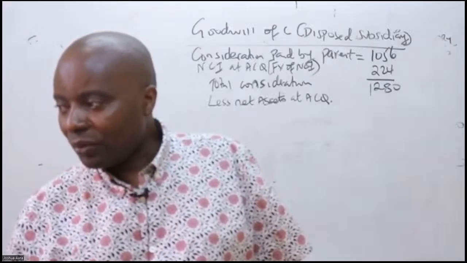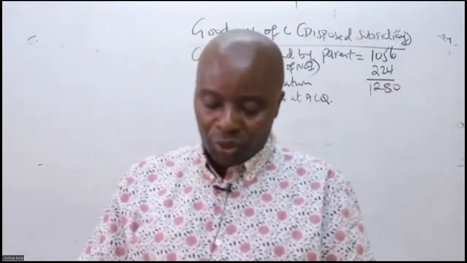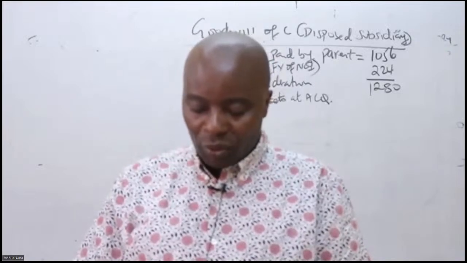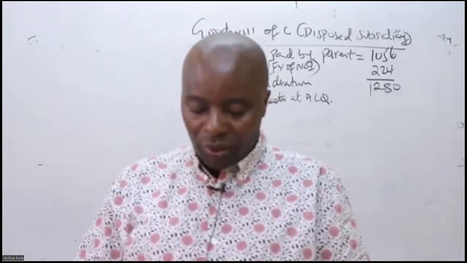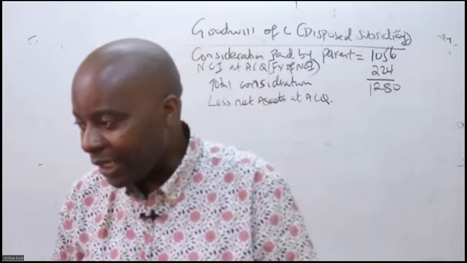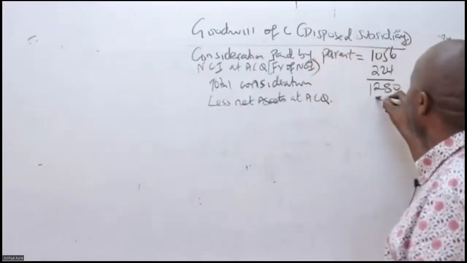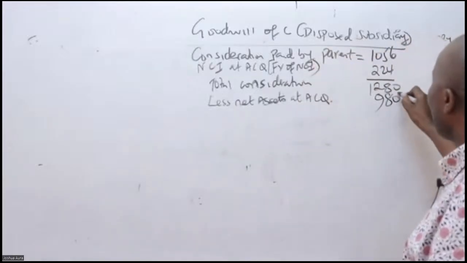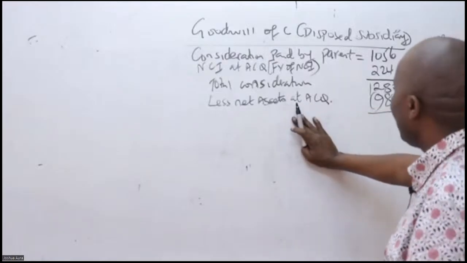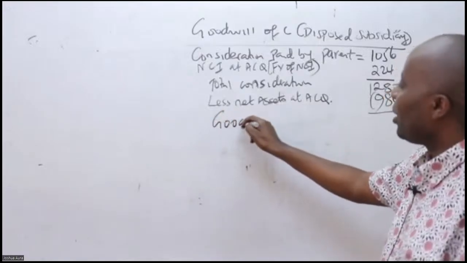So the net assets of the subsidiary at acquisition, is there anybody who is able to see those net assets of this subsidiary at acquisition? What do we have there, somebody? 980. David, I can't see you yet. Less net assets at acquisition, 980. So you subtract here, whatever you get will be goodwill.